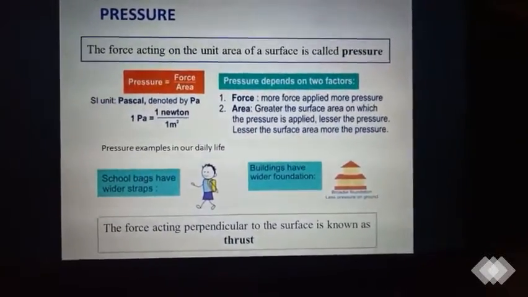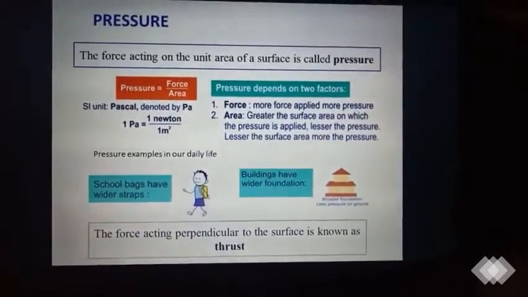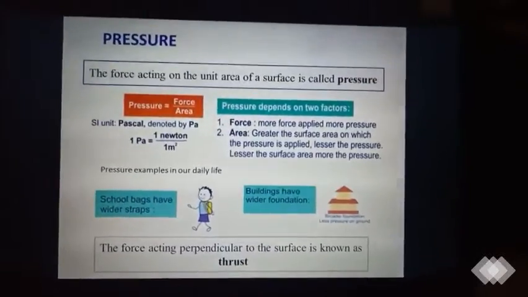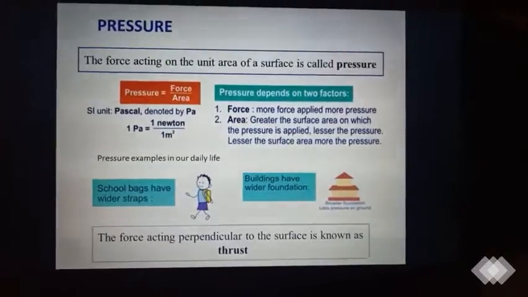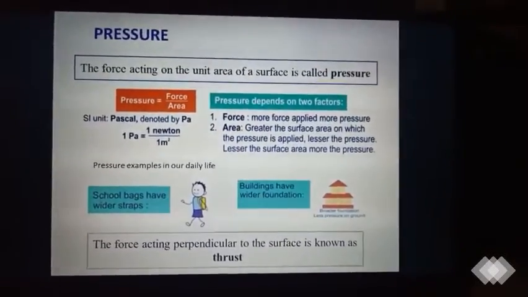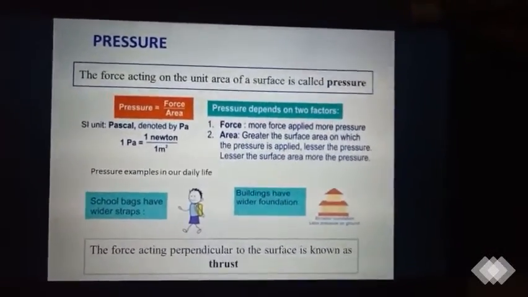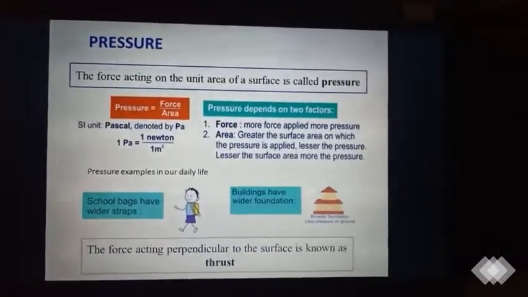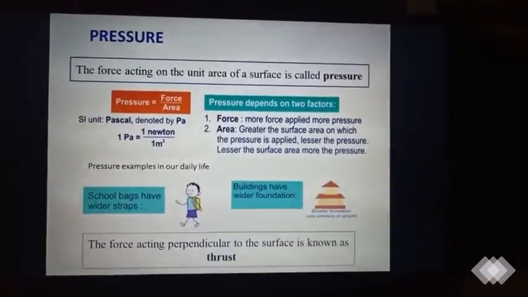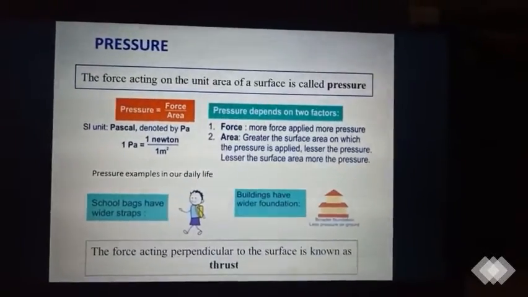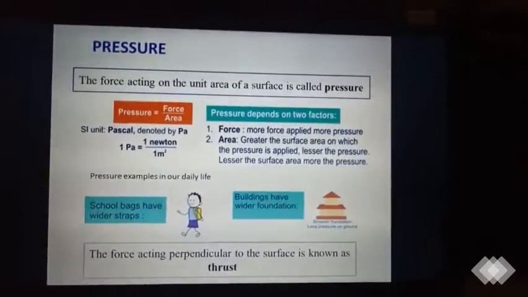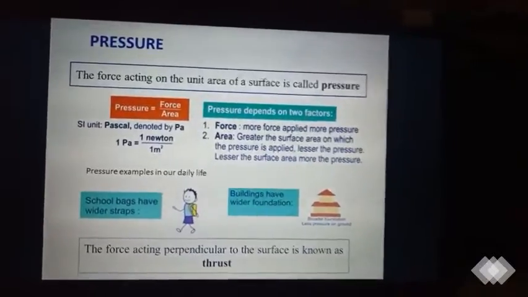What do you mean by pressure? Pressure is force divided by area. And what is the unit of pressure? Pascal, and it is denoted by the letters Pa. What are the two quantities on which the pressure depends? One is force, another one is area. How does it depend? When the force is more, pressure will be more. When the force is less, the pressure will be less. What about the area? When the area is more, the pressure will be less. When the area is less, the pressure will be more.